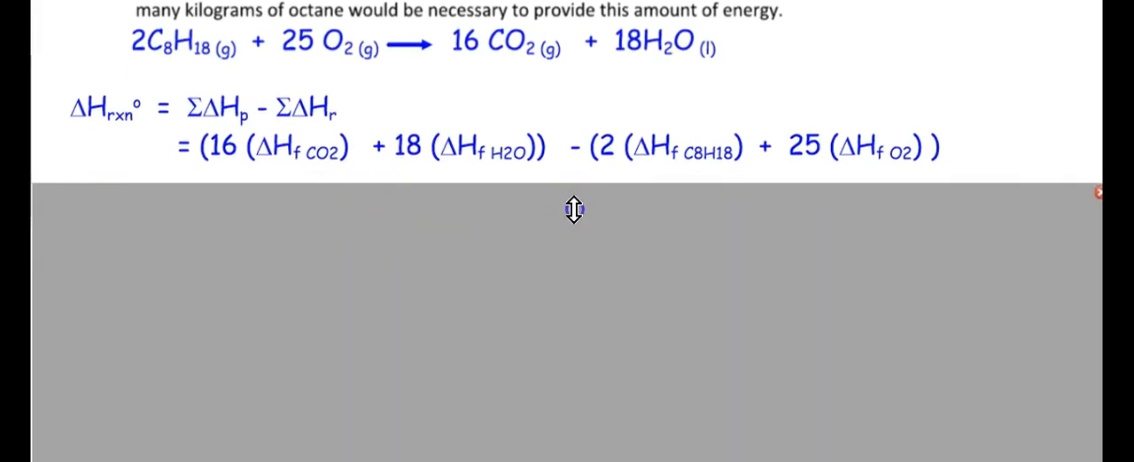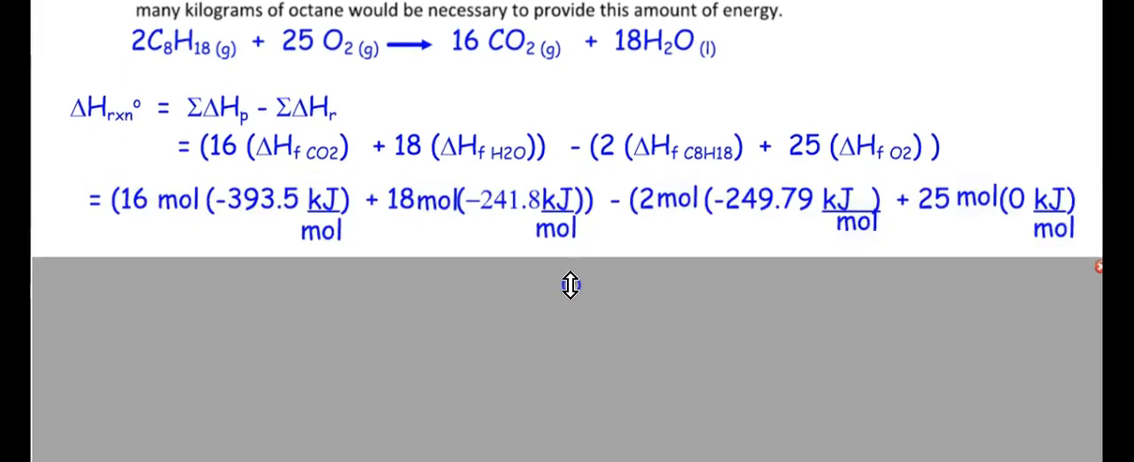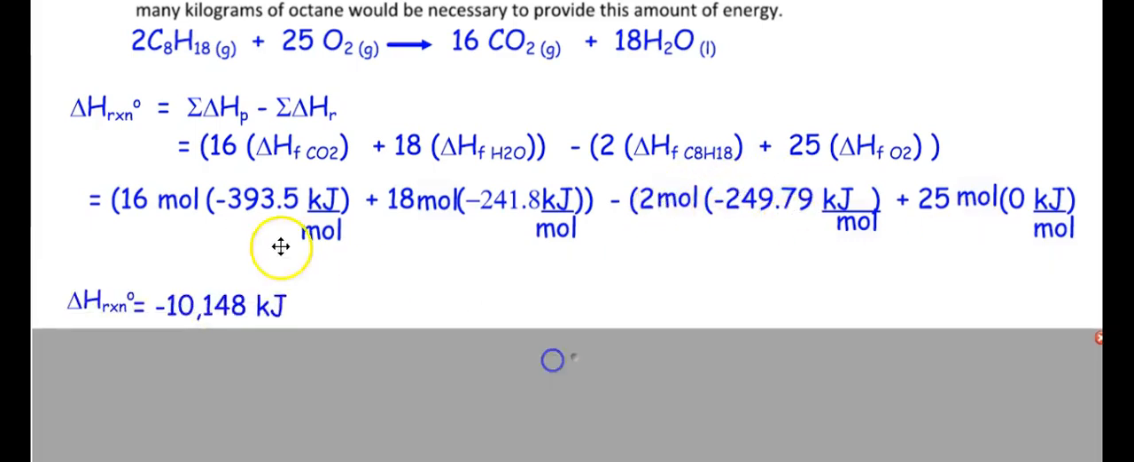All right, so then I plugged in my values. I hope you got the right ones, or I hope I got the right ones, okay? So 16 times negative this, 18 times negative that, minus 2 times negative 249. So this is actually about a positive 500 plus 0. So this is going to be a big negative number, isn't it? That's what I got. I'm hoping you did the same thing, all right?